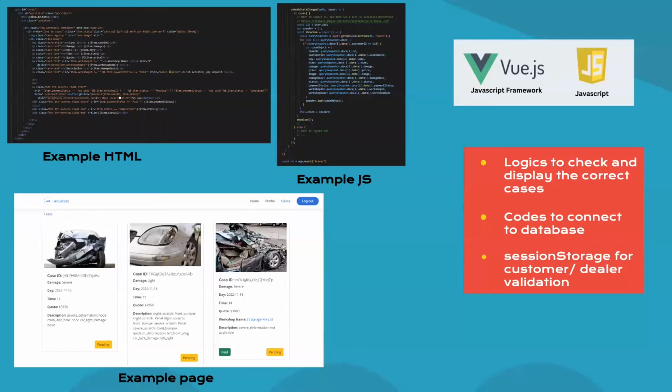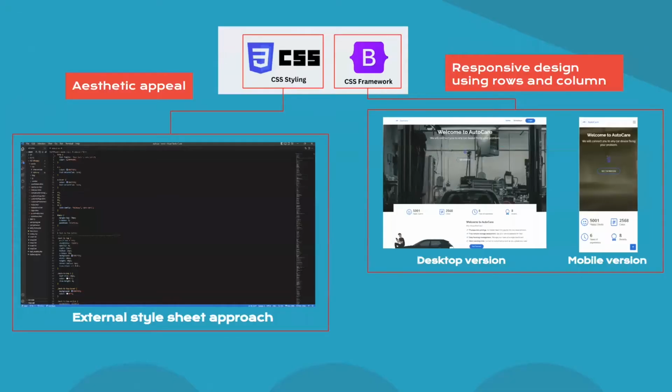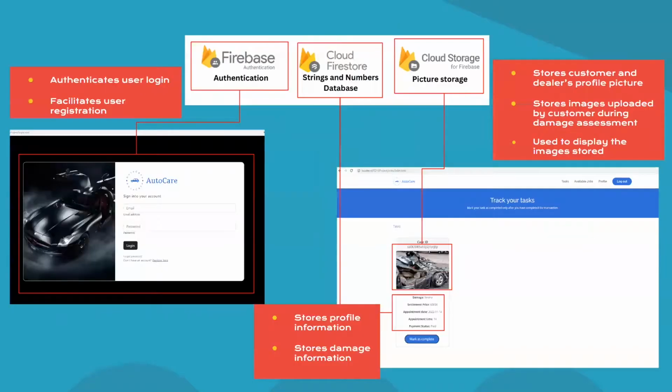Vanilla JavaScript and the JavaScript framework Vue were used to validate, display, and connect to Firebase, as well as store session information that we use as a security feature for our website. For aesthetic appeal, we use a CSS style sheet and an external approach to make the code cleaner. And then to make our design more responsive, we use a CSS framework, Bootstrap, using rows and columns, as you can see from the desktop version and the mobile version.